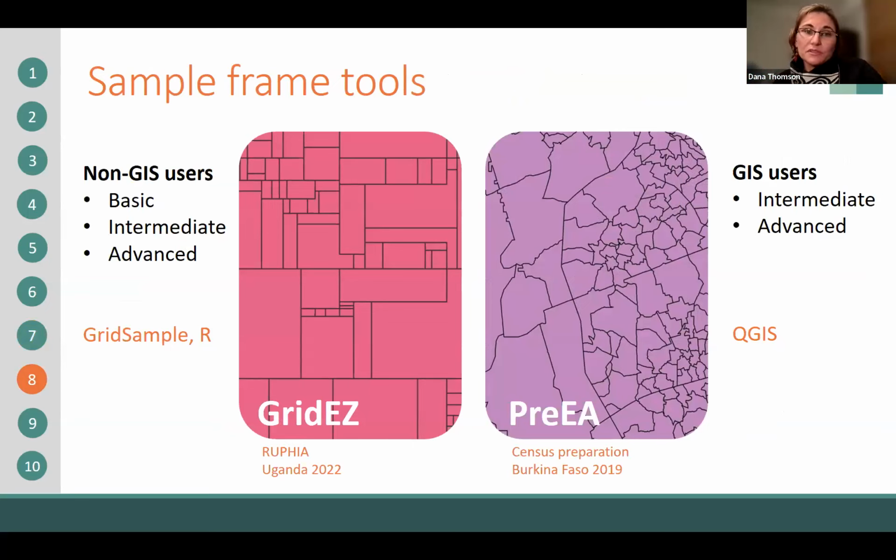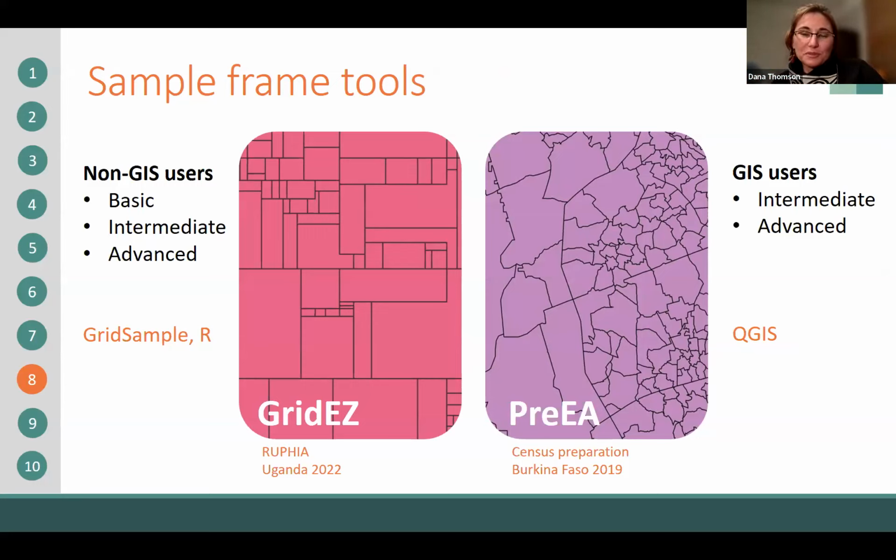If you are looking for tools to create a sample frame from these gridded population estimates, there are two that are available off the shelf at the moment. The first one, GridEZ, is an R algorithm. The second one, which is called pre-EA, is going to give you boundaries that follow real features in the world, like major rivers or major roads, even administrative boundaries, but it does require a certain amount of GIS skills. You're going to use OpenStreetMap data to create boundaries, and you're going to group shapes that have population estimates into areas that are approximately the size of an enumeration area.